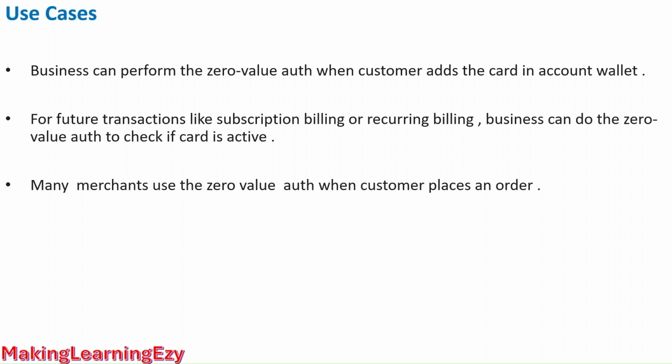Many merchants use the zero value authorization when a customer places an order. In this third case, normally the merchant does the full authorization when the item is ready to ship. Just to highlight, during zero value authorization, the tokenization can also happen, and that token is stored by the merchant for the future transaction. So these are the widely used use cases of zero value authorization.